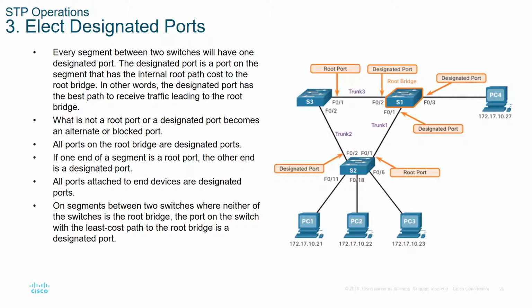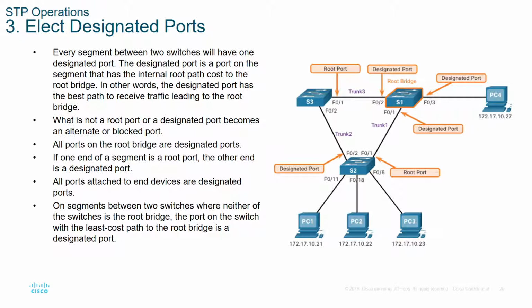So the first step is electing designated ports. Every segment between 2 switches will have one designated port. The designated port is a port on the segment that has the internal root path cost to the root bridge. In other words, the designated port has the best path to receive traffic leading to the root bridge. So this is receiving traffic onto that particular device.